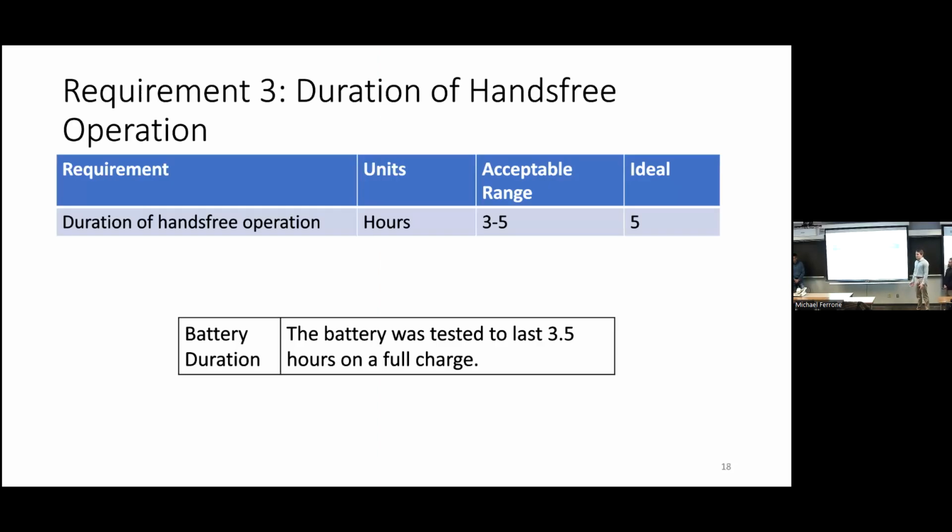So some of our requirements for the electronics section are duration of hands-free operation. Optimally, we'd like to have 5 hours of hands-free operation. An acceptable range is 3 to 5 hours. And we tested the battery duration at 3.5 hours, fully charged, running the screen at 100% brightness. So kind of the worst case scenario, we can get 3.5 hours. And it would be reasonable to get a battery with twice the capacity that's almost the same physical size, which should in turn double the battery life.